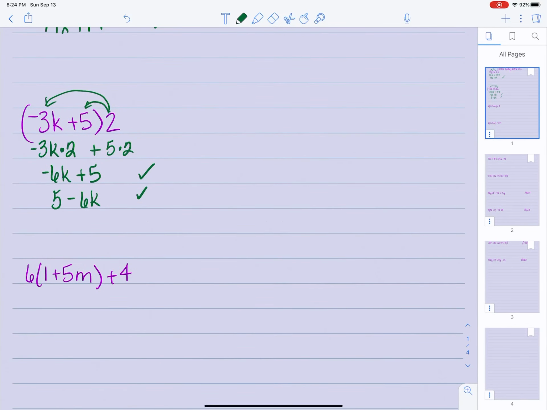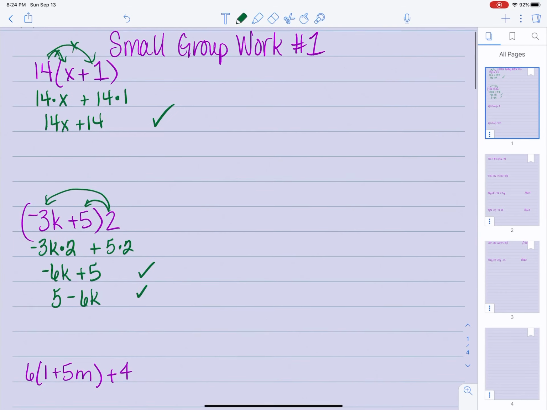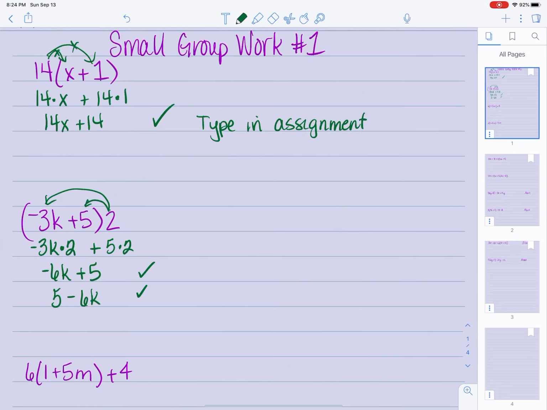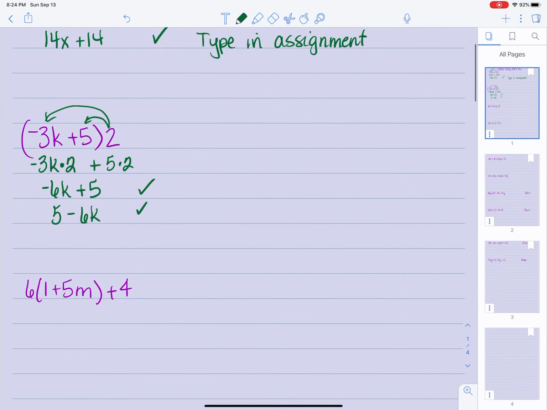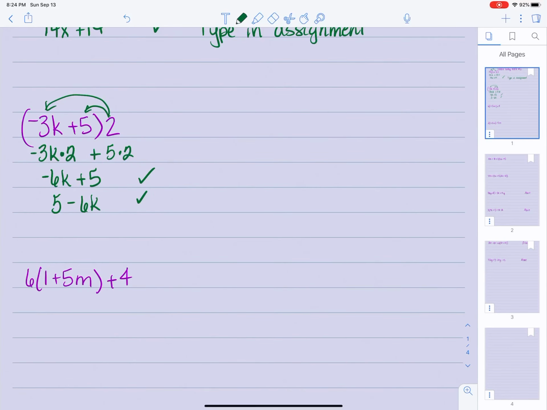All right, I've kind of skipped the step where I said, okay, go type this in. Type in assignment. It's the same thing I'm going to be making the students in my classroom do. They will have to type in the answer at every assignment. Choose one to type in.